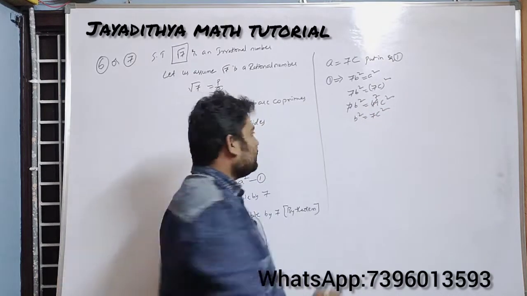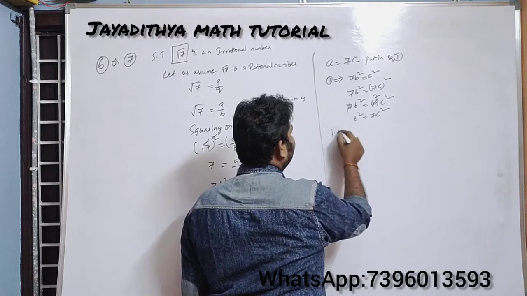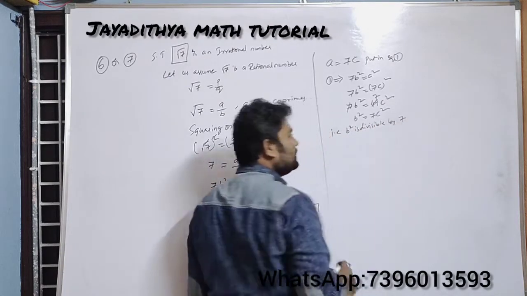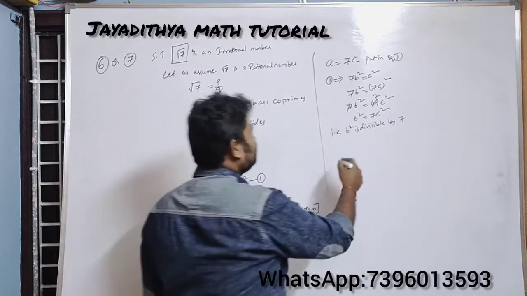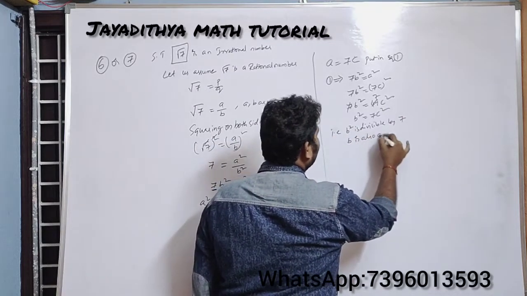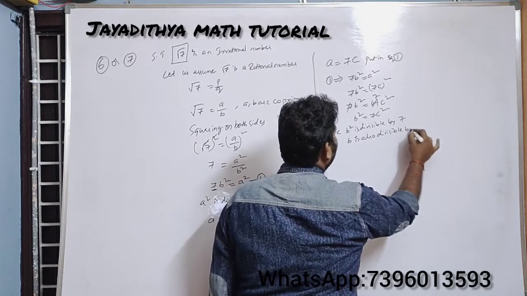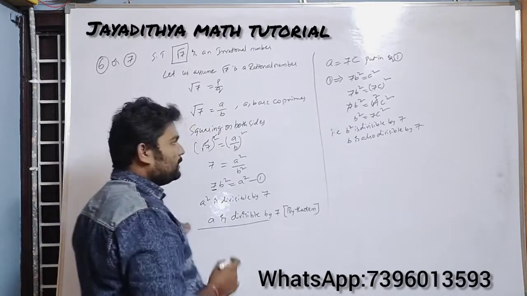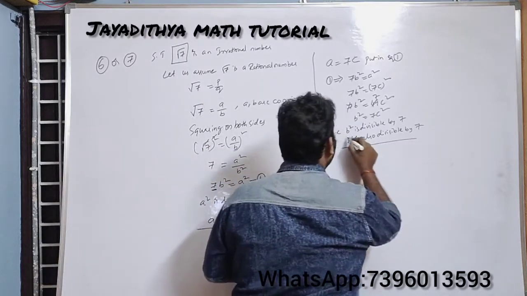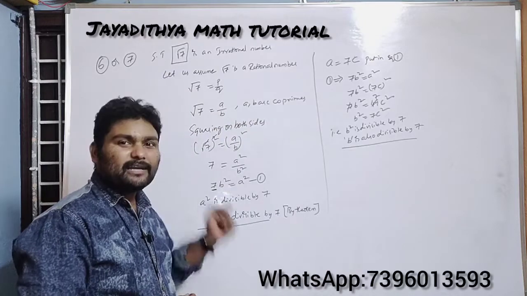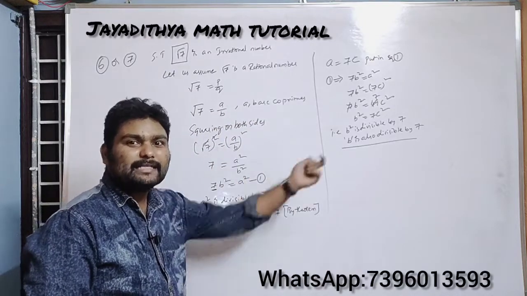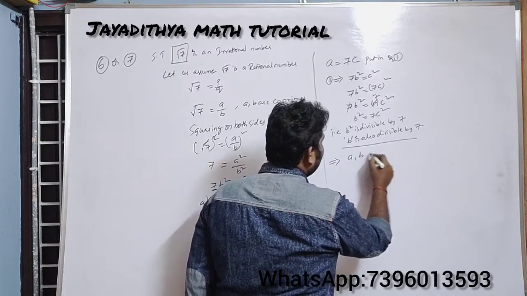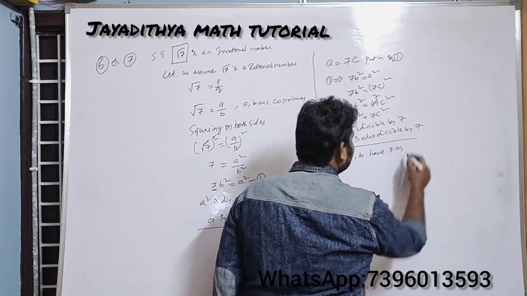That means b square is divisible by 7, right? B square is divisible by 7. So if b square is divisible by 7, b is also divisible by 7. Here you have mentioned a is divisible by 7, and b is also divisible by 7. That means 7 is a factor of b and 7 is a factor of a. This implies a, b have 7 as a common factor.